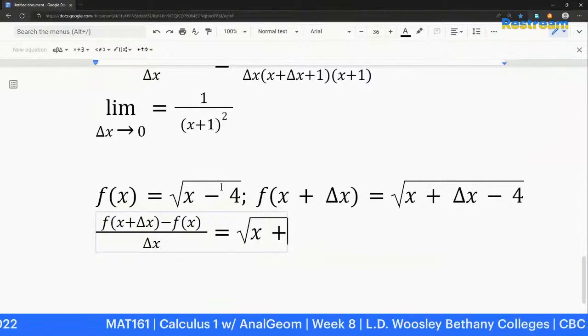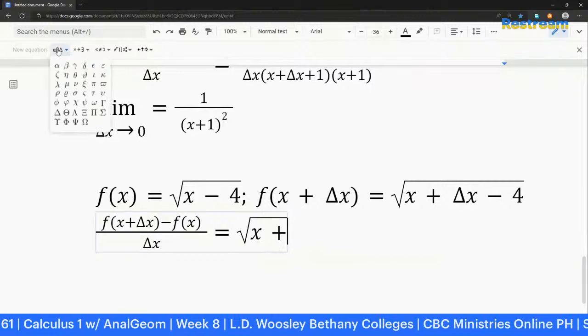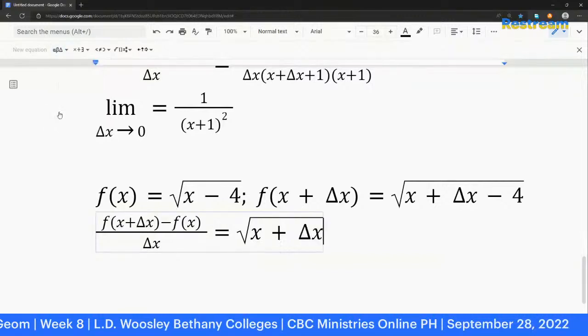Wala bang short key to? Dapat magkaroon sila ng short key, hot key pala. Ayun, para madaling matatype to.